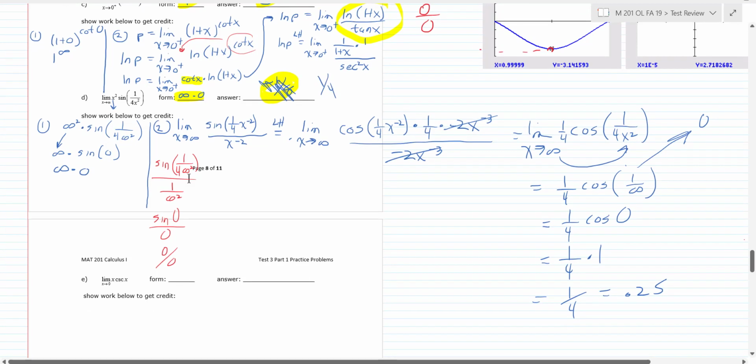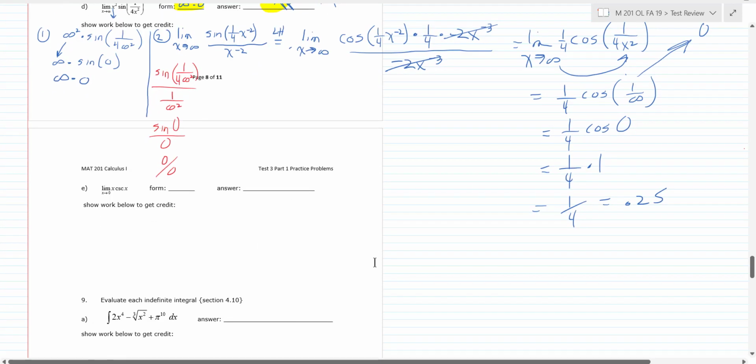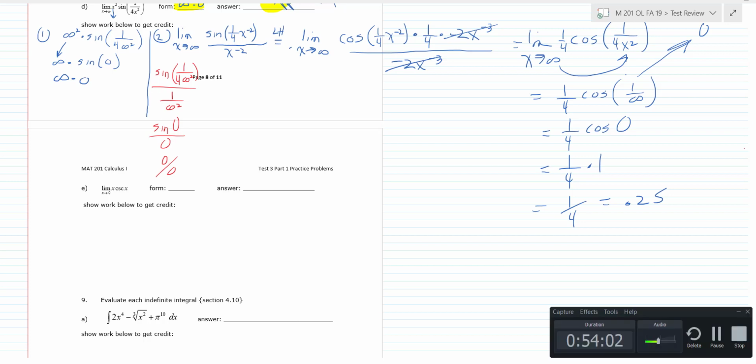All right, let's see, one more L'Hopital's rule problem. And the next thing that we're going to look at is one more L'Hopital's rule problem. Let's plug in the 0. So we have 0 times cosecant of 0.